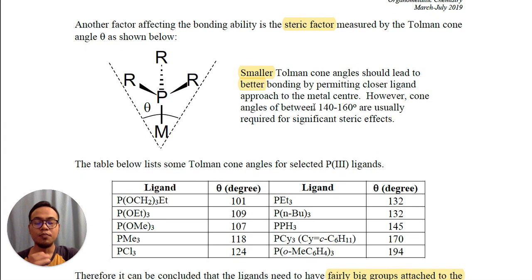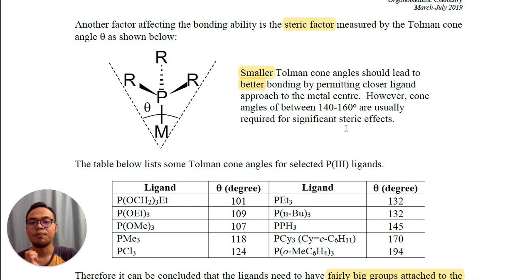The smaller the cone angle, the better it is for the ligand to form a bond with your metal. The bigger it is, the harder it is to form a bond with your metal. But how big or how small? We have a cutoff here. Angles between 140 to 160 normally impose significant steric effects. If you have less than this, you don't have a significant steric effect, meaning it will easily form a bond with your metal. But if you have more than this, starting from 140, it's going to be a little bit difficult.